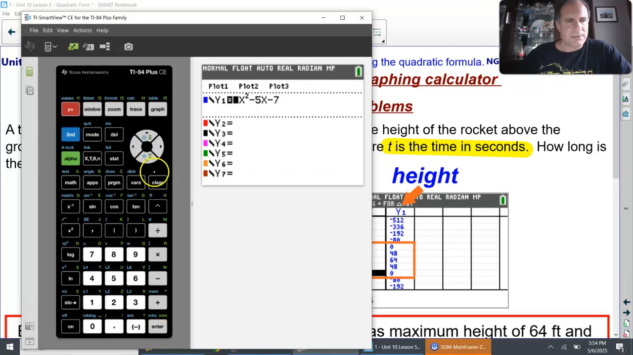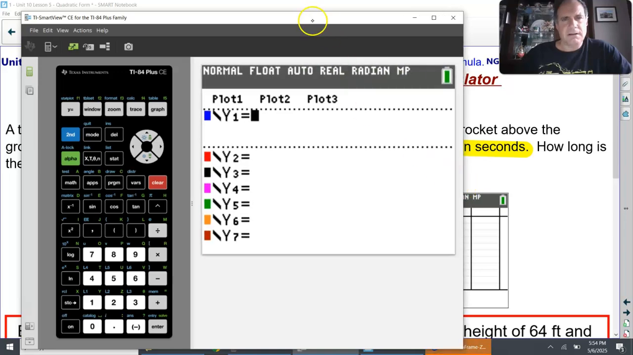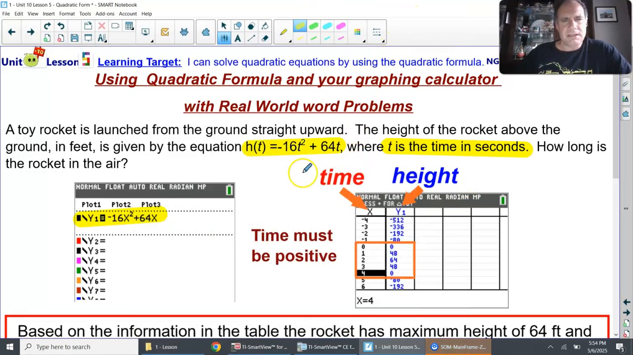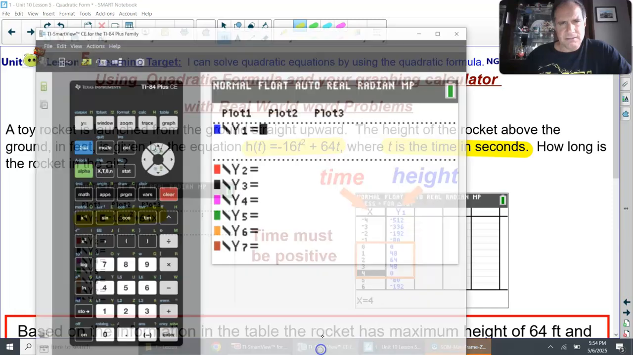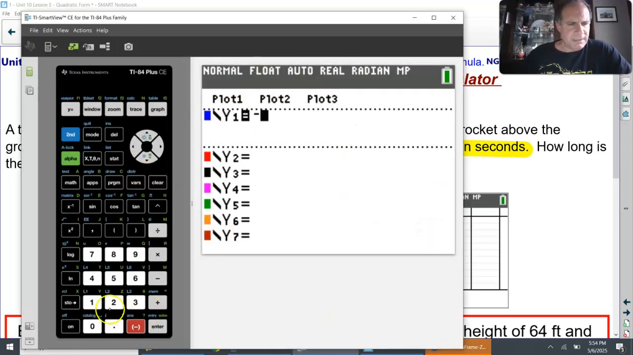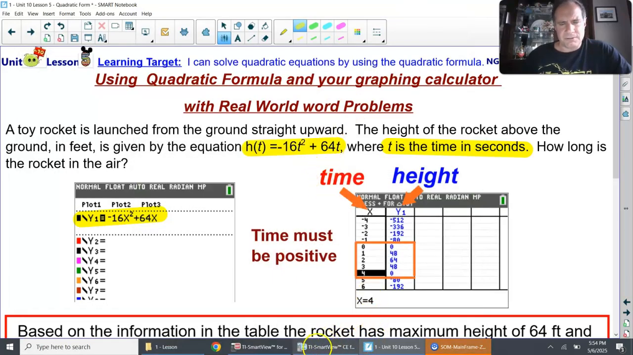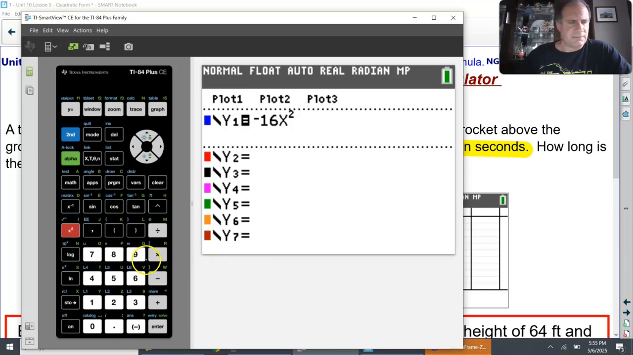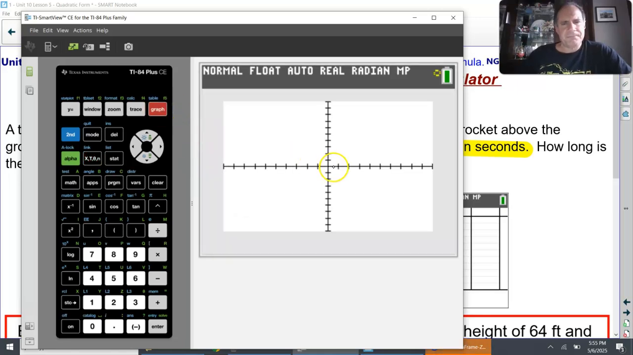So I'm just going to put this in and make sure that you understand. It is -16 t squared. So you put -16 x squared in, and that is plus 64t. And we're going to press graph. And take a look at what the graph is.